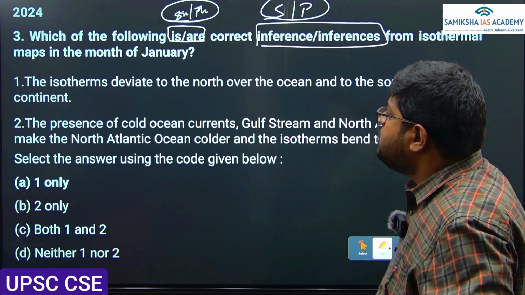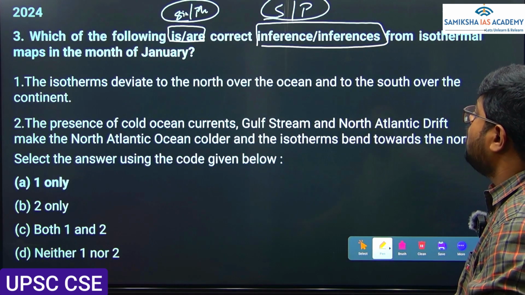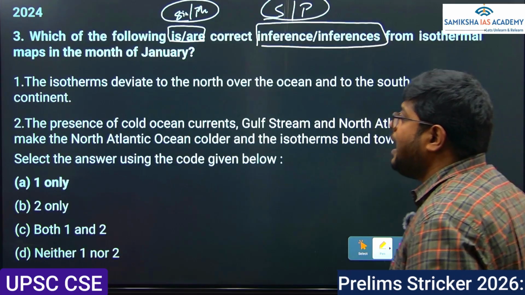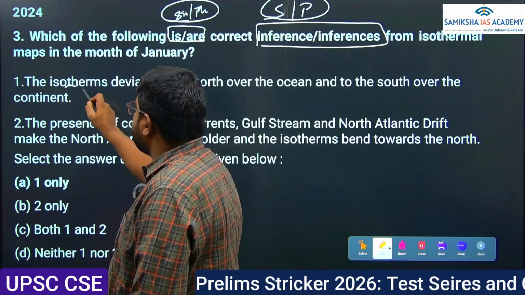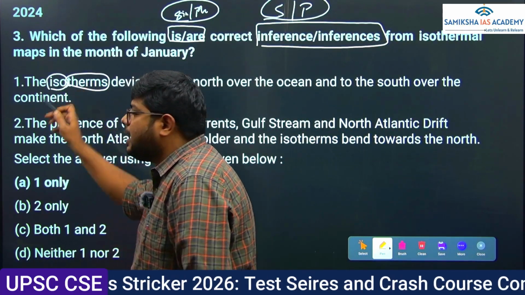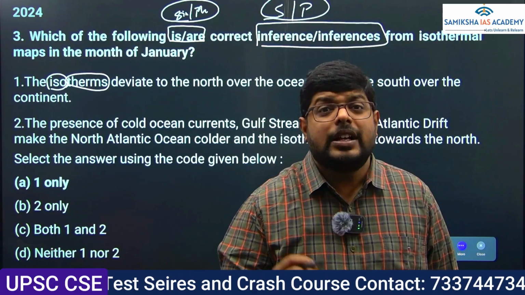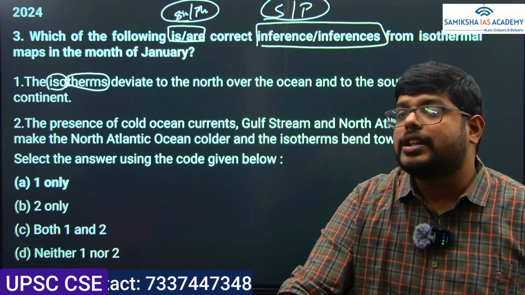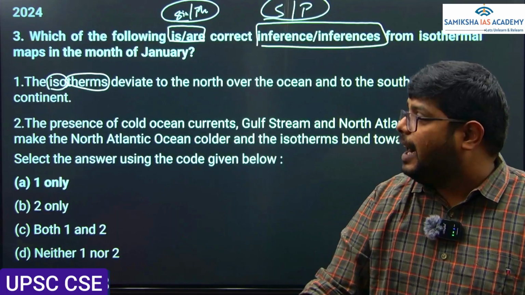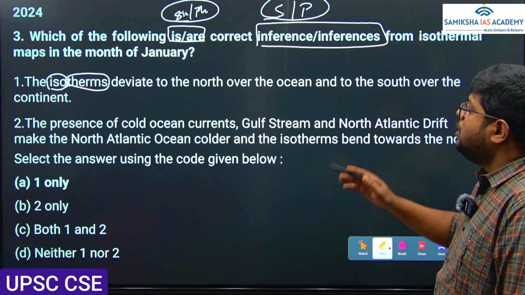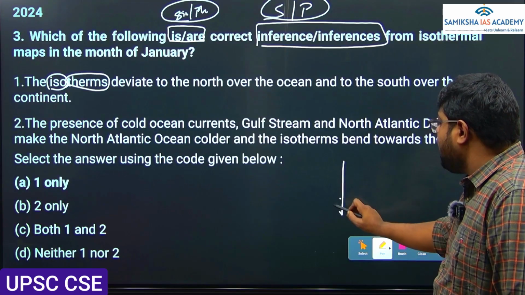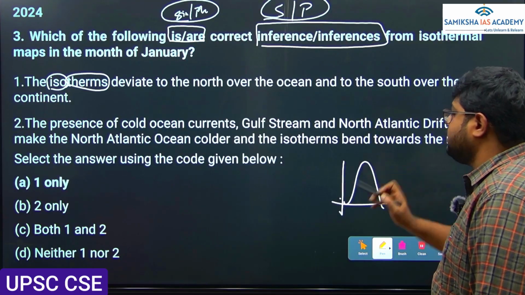See, isotherms deviate to the north over the ocean and to the south over the continent. What is an isotherm? Therm here is temperature. Iso means same. The lines which join the same temperature are called isotherms, right? Basic English knowledge we should be having here. These isotherms deviating north and deviating south, they are asking about a graph, increase and decrease.